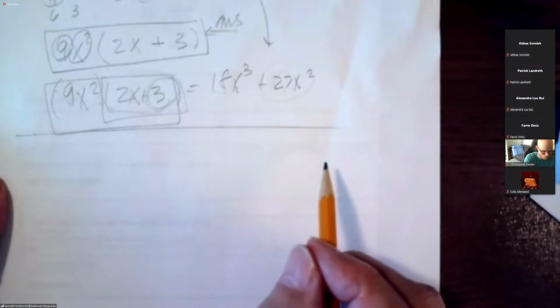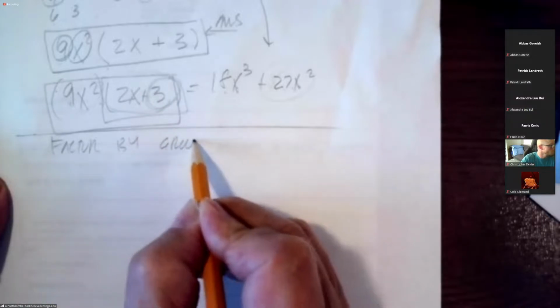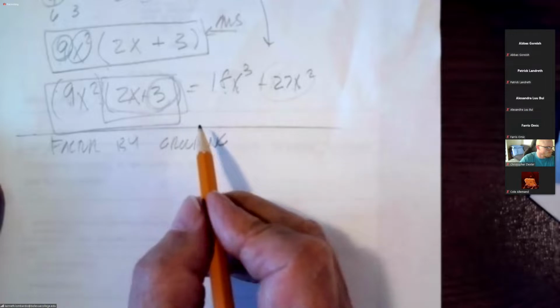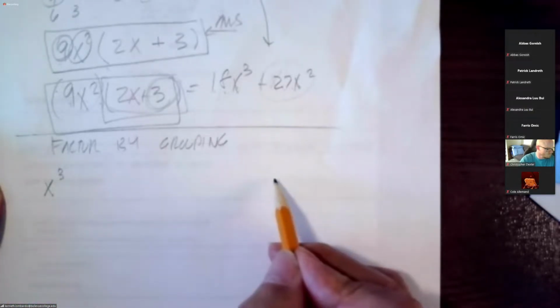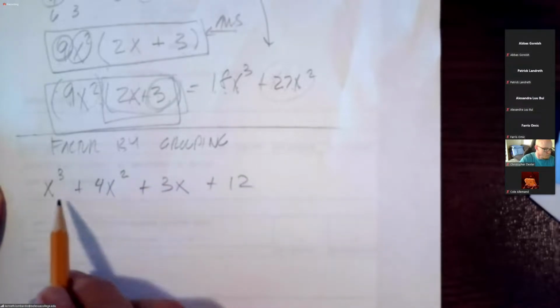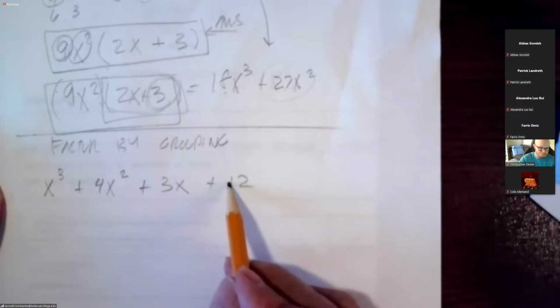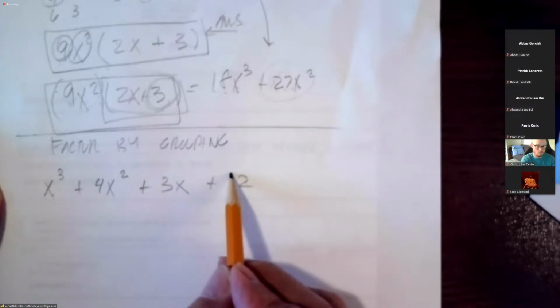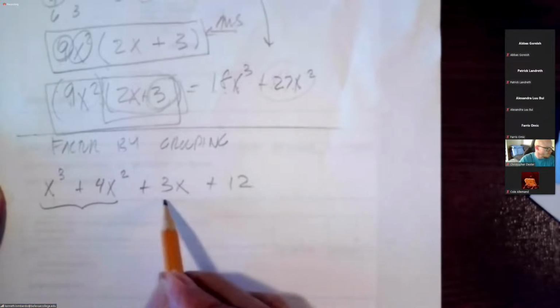Yep. Okay. Let's do something called factoring by grouping. When I factor by grouping, I use that when I have, for instance, 4 terms. I might have x cubed, and I'll list these in descending order of exponents, plus 4x squared plus 3x plus 12. So I've got a polynomial, 4 terms, and I want to factor this by grouping. So first thing, list them in descending order. Second, let's put them in groups of 2.